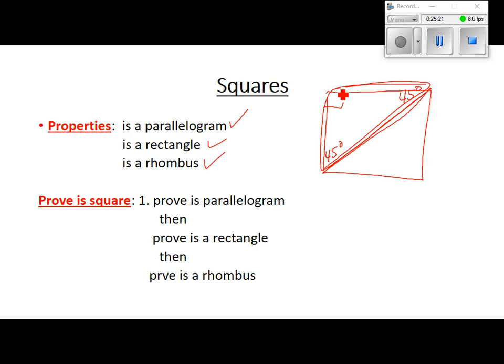To prove something's a square, prove it's a parallelogram, then prove it's a rectangle, maybe show that it has a right angle. And I spelled prove wrong here. Prove it's a rhombus, and if it's all three of those things, then the shape is a square.